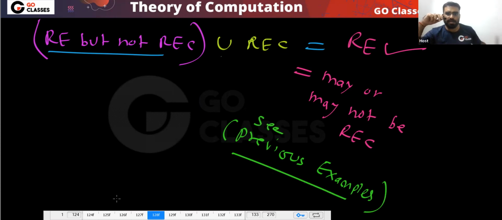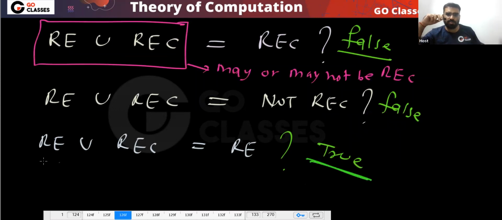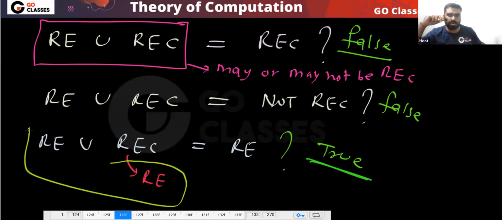Okay, is this clear? So this is very simple. Remember, this is false, this is false, this is true. Why is this statement true? Because REC is also RE. So because REC is also RE, I can say this will definitely happen. Okay.